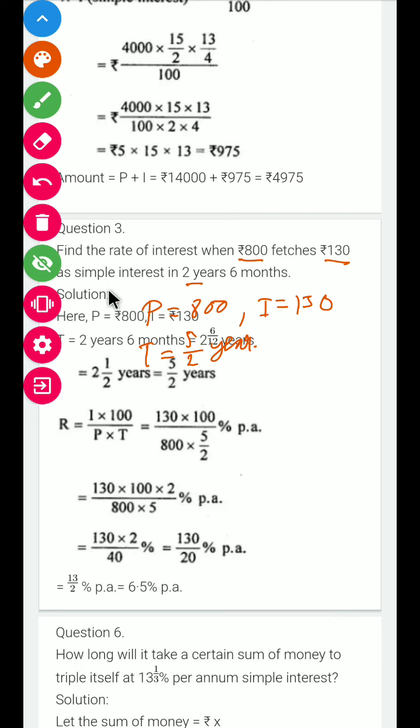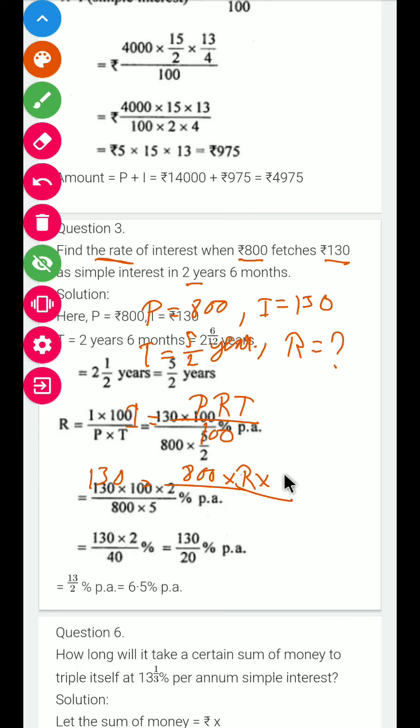Now we have to find the value of the rate of interest, that means R. Capital R you have to find. So go to the similar formula. You know that I is equal to P R T by 100. In the place of I you have to put 130. In the place of P you have to put 800. R you have to find. In the place of T you have to put 2 years 6 months, that means 5/2, and there is a 100. Calculate it, you will get the value of R here.